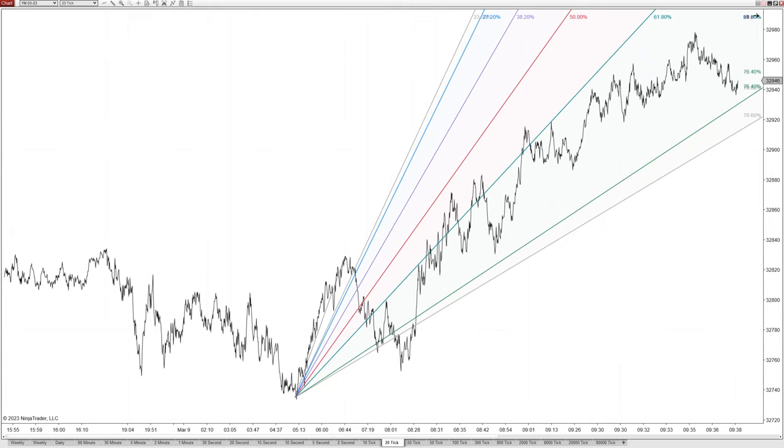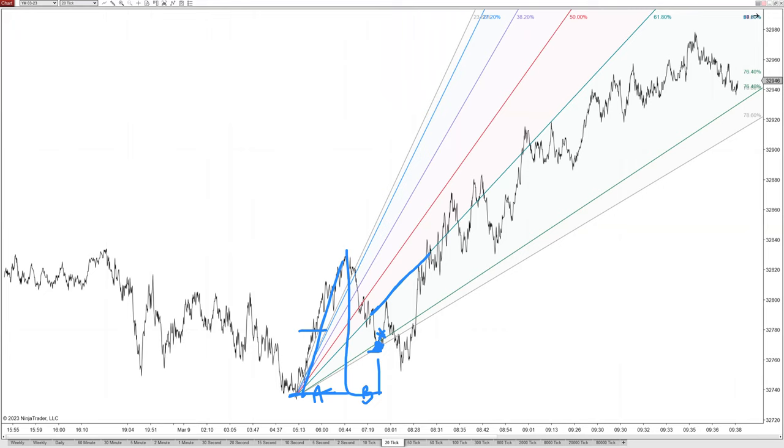And the reason is that if we look at our pullback here and then how long it takes to get back to that fan, it's taking a shorter amount of time. So B is smaller than A. That means this is more likely to be a trap. So what I want to do with my Fib fan is this pulled back more than 50%. So I need to hook up the 61.8% Fib fan with this pivot here. So I need to adjust my fan.